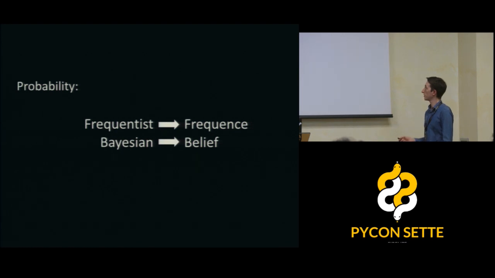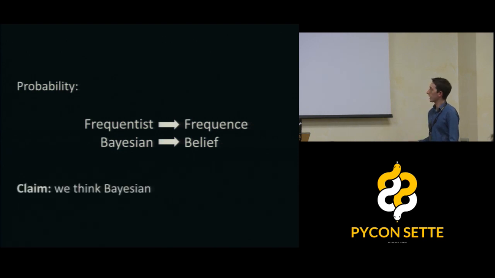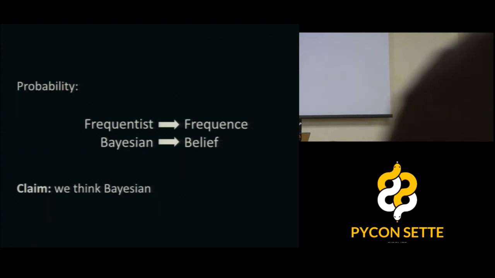For the Bayesian, the interpretation of probability is rather in terms of belief. So how much do we believe in some event, or how much are we confident in the event? So the claim is that the way of interpreting probability as a Bayesian is a more natural approach. So it's useful to be able to produce some results that are easy to interpret and to represent.